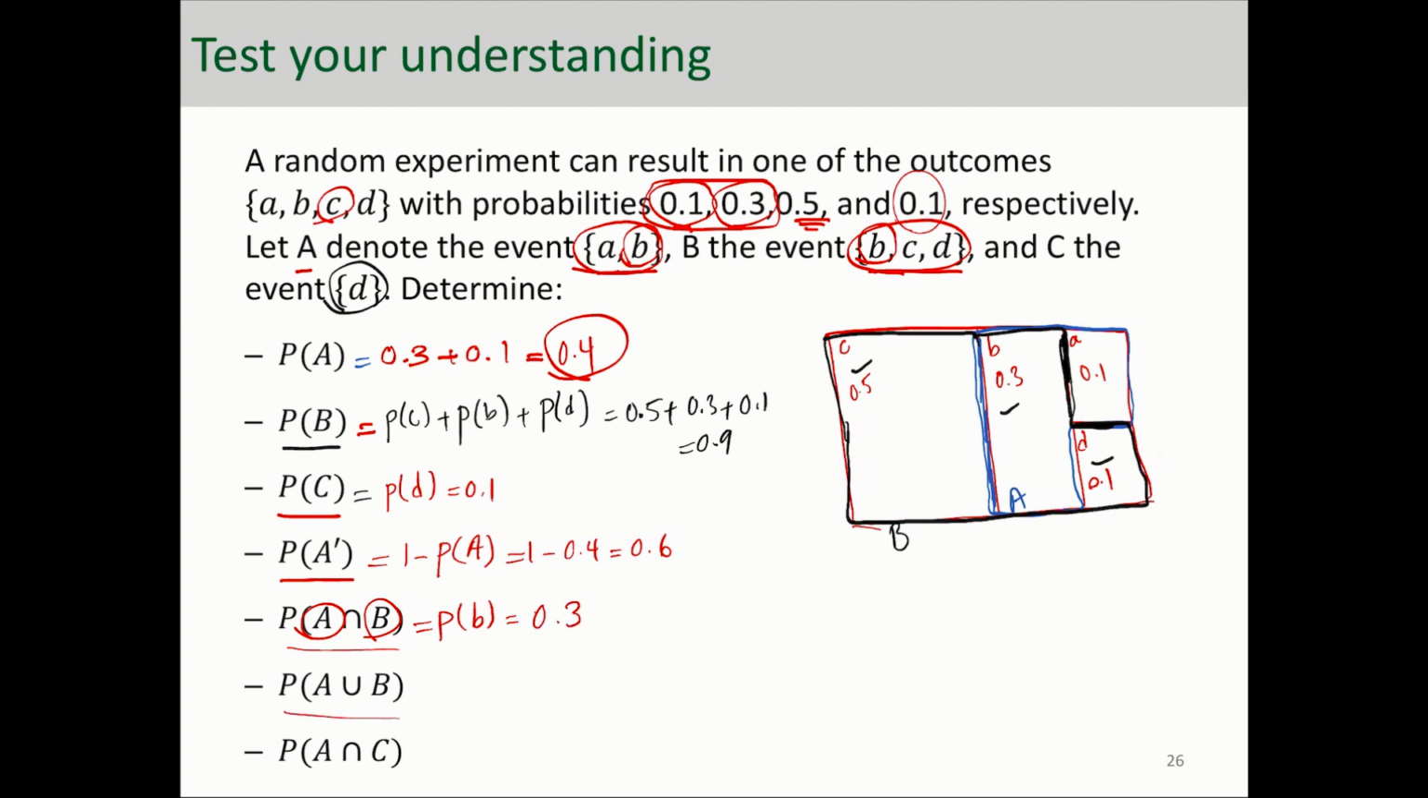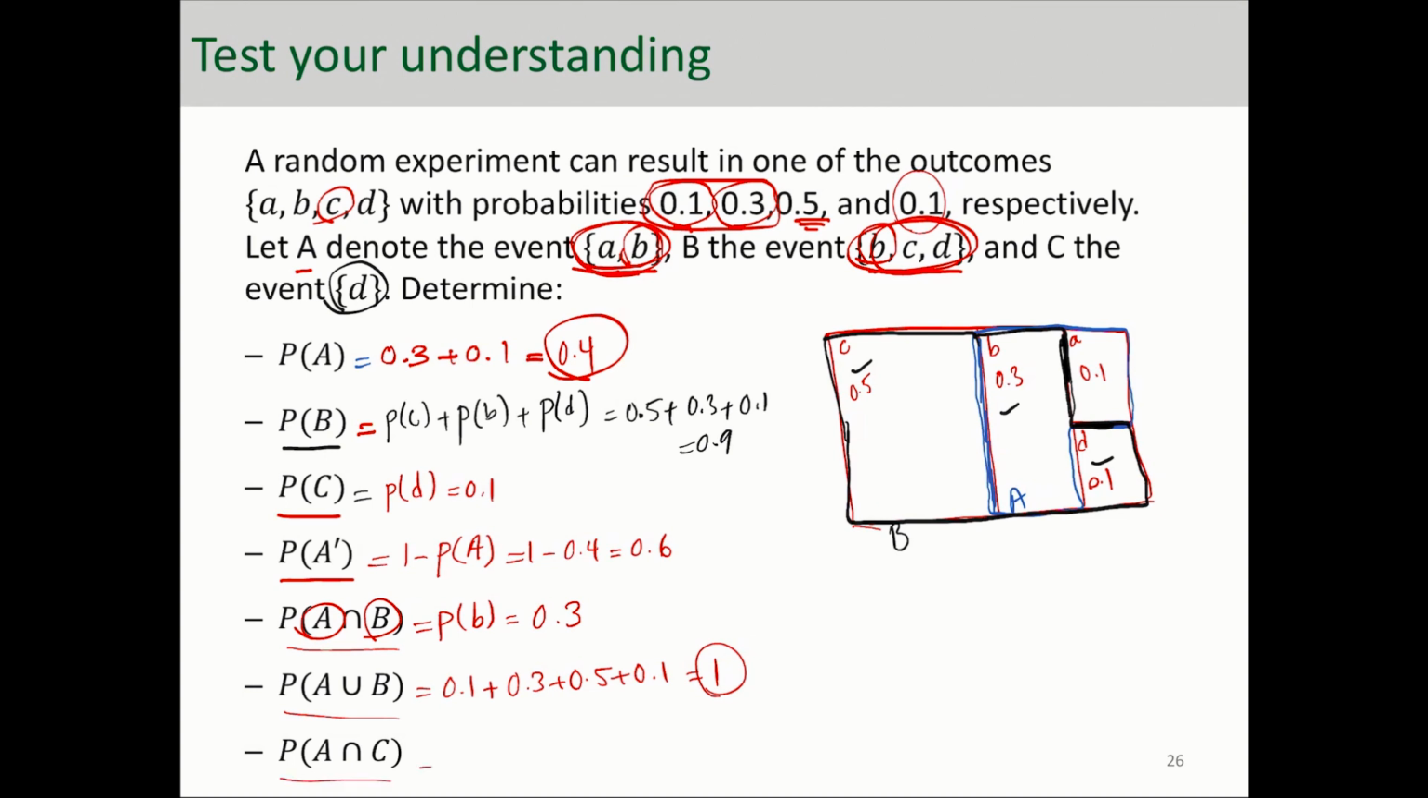A union B is everything in A or B. So here we have a and b, here we have b, c, d. So together we have a, b, c, d, essentially everything. So that is 0.1 plus 0.3 plus 0.5 plus 0.1. That is 1. And that is the maximum probability that you can get, 100%.